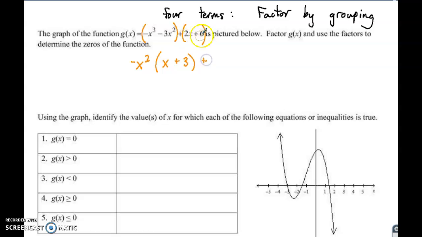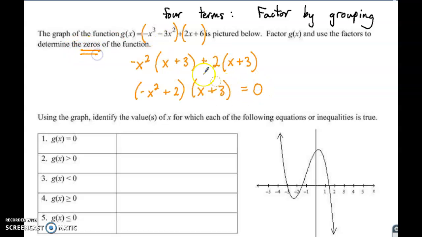And I would factor out a 2 in this next one. X plus 3. Also, don't forget, you can always pause this video and try it on your own. Let's see, negative x squared plus 2, and then x plus 3. And if you set each piece equal to 0, because we are finding the zeros, right here's your product. You can actually jump ahead if you wanted to. See that it's going to happen at negative 3.